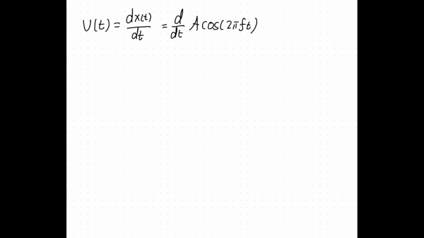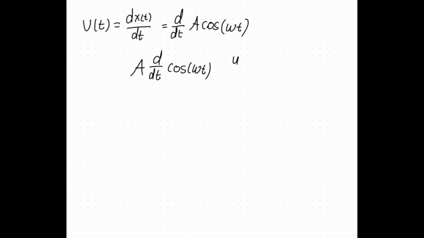Actually, no, let's go back. We'll do omega t because it's easier to write. So we get the derivative with respect to time of a times cosine omega t. A is a constant, so it can come out front. We get a times the derivative of cosine of omega t.